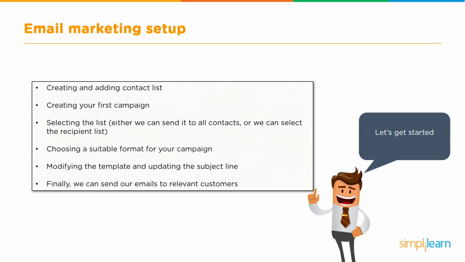So here's what we need to do: create our list, add contacts to our list, create our campaign. Okay, we want to select the list, choose a format, modify the template, and then send the email campaign. So these are some basic checklists that you want to do. So let me give you an example and go to MailChimp.